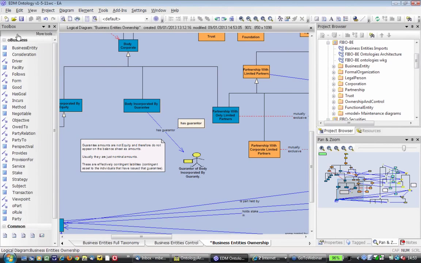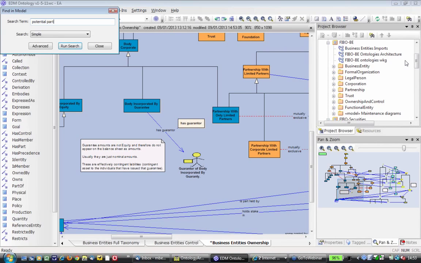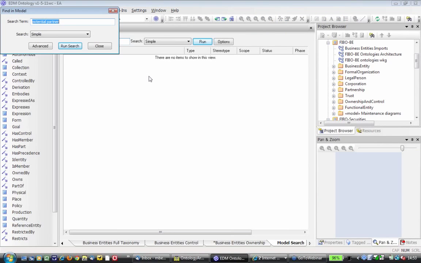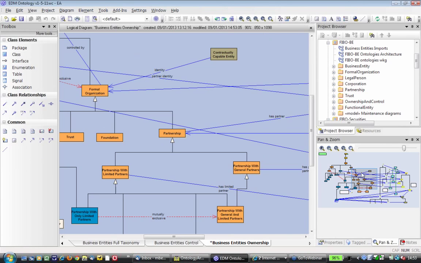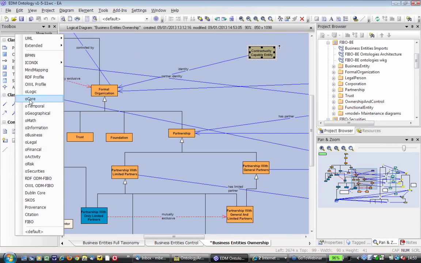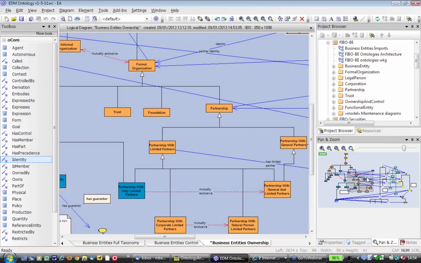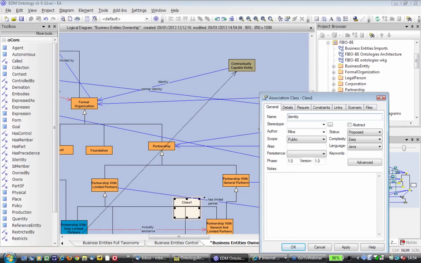These have a similar sort of position in relation to the entity as a shareholder would have with a company, but let me just fill this in, stay with me for a moment, and then you'll see. Any partnership, any partner has an identity relationship. The identity of this is that it can be any potential partner. Oh, no, wait, it's any contractually capable entity. It is on here, there we go, contractually capable entity, that's the fellow I'm looking for.